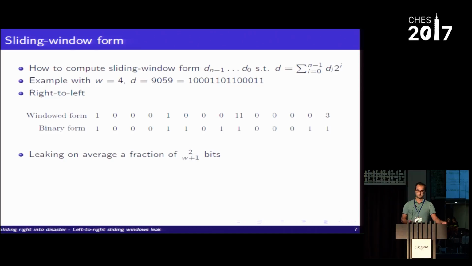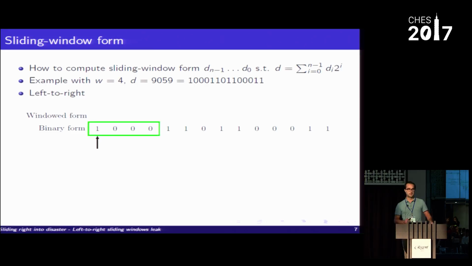Now, when we go from left to right, you go from the most significant bit to the least significant bit. But as I mentioned in the previous slide, you can only take odd values for the di's. So here you see, for example, the number 8 in the window.